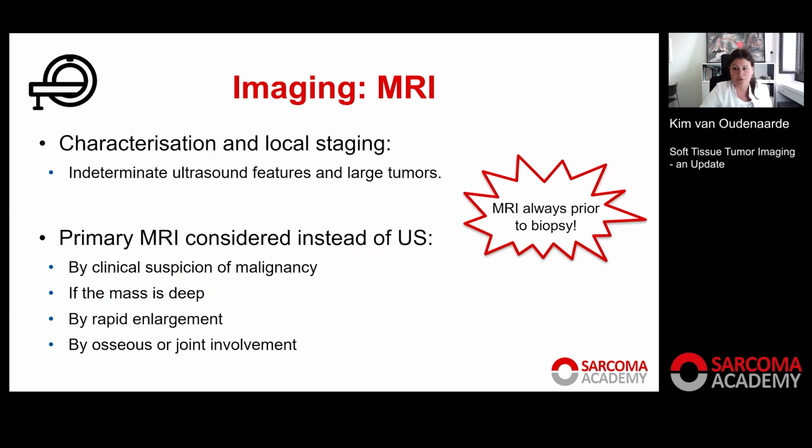Next step would be MRI, and of course MRI always prior to the biopsy. So we use the MRI for characterization and local staging of the mass, for lesions with indeterminate ultrasound features and for larger tumors. But you can consider MRI right away with clinical suspicion of malignancy if the mass is deep, by rapid enlargement, and by osseous or joint involvement.